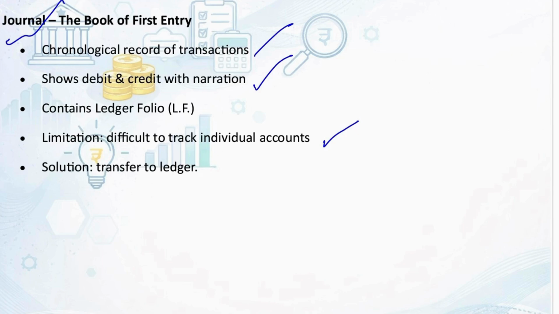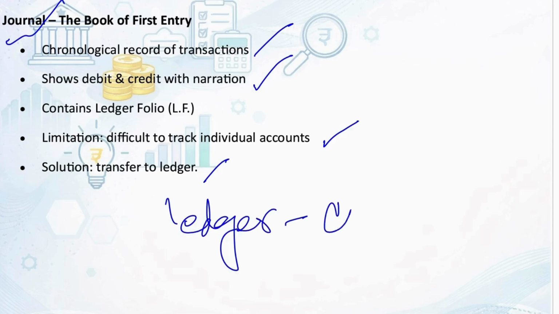So the solution for this is to transfer to the ledger. There are numerous transactions in the journal. That's why we transfer entries into the ledger, where accounts are classified and summarized. In the ledger, accounts are classified depending on the nature of accounts.